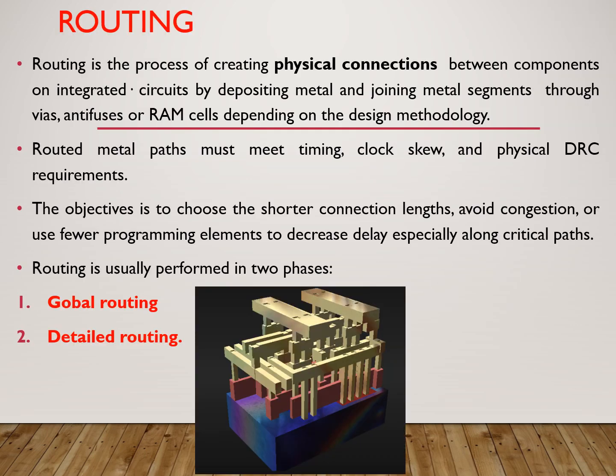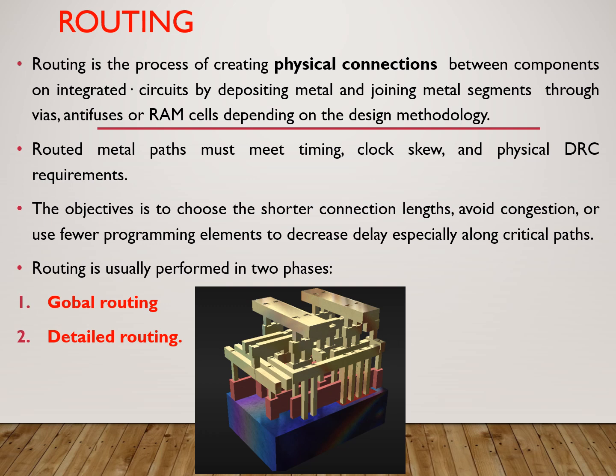In the previous class, we started with routing. Routing means creating the physical connections between any two components on an IC. We make this physical connection by depositing metal and metal segments through vias, antifuses or ramps, depending upon the programming methodology we are using. While making the routing, it has to meet some requirements.